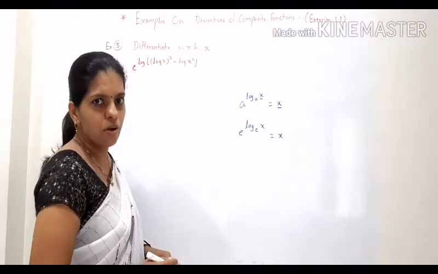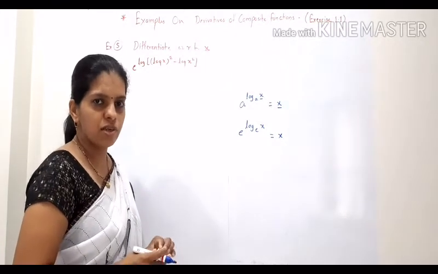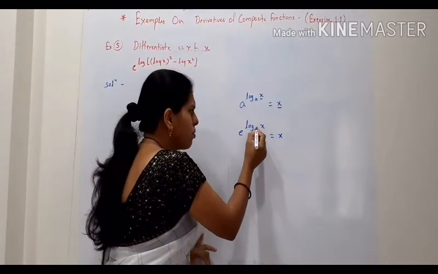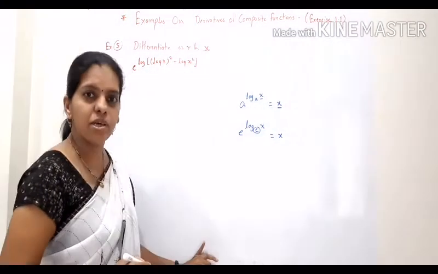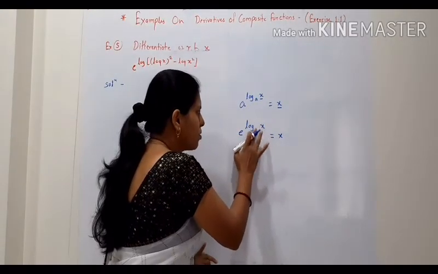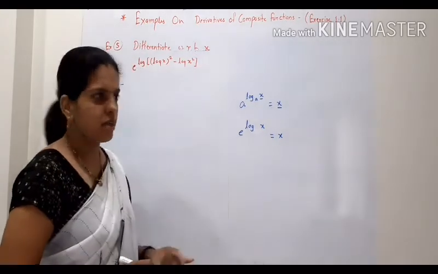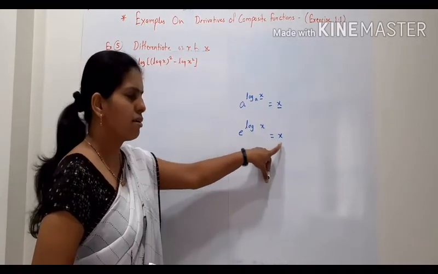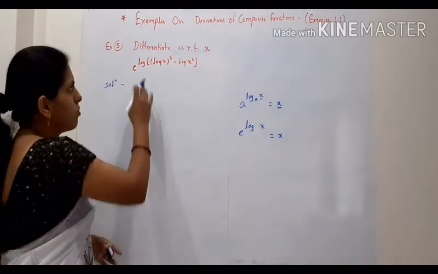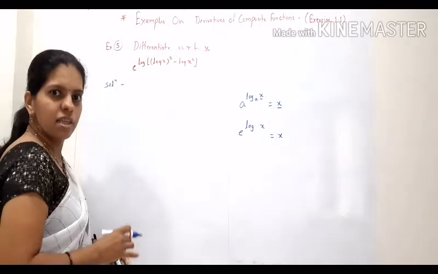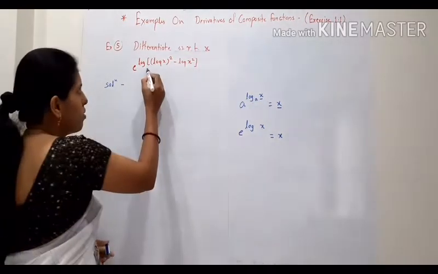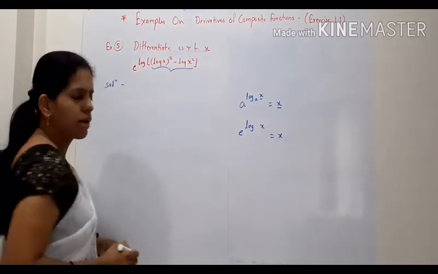And in the natural logarithm, the two types of logarithmic functions are there. Natural logarithm, which is when its base is e. So e raised to log x is x. So by this property, we can simplify this function. Then the e and log get cancelled with each other and only the function in the square bracket remains.